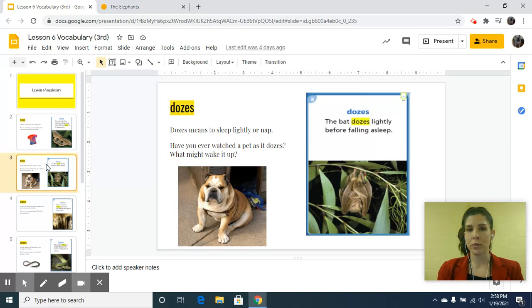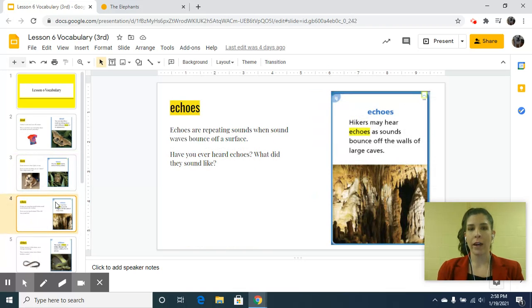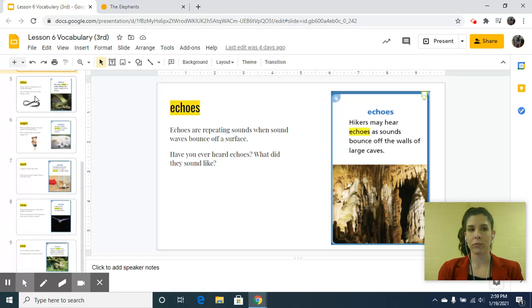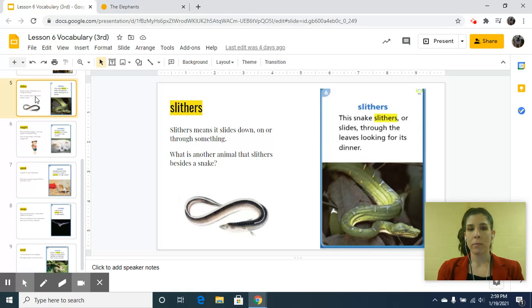Dozes. Dozes means to sleep lightly or nap. Echoes. Echoes are repeating sounds when sound waves bounce off a surface. Slithers means it slides down on or through something.